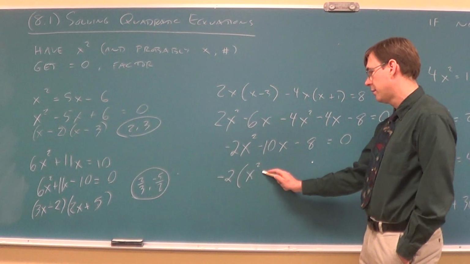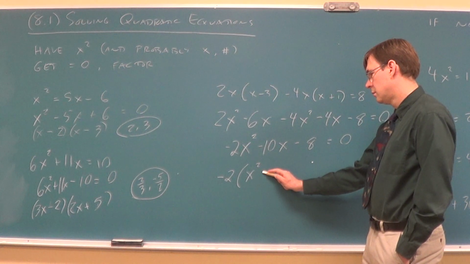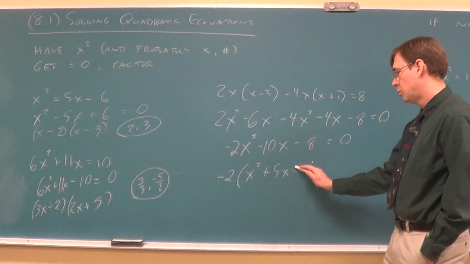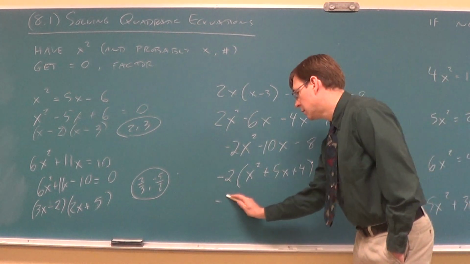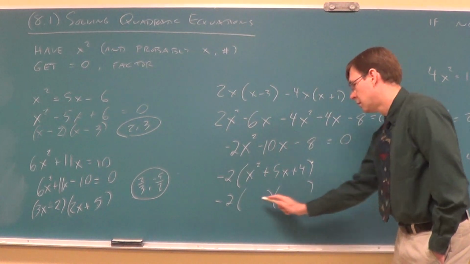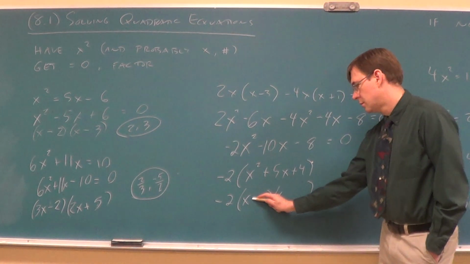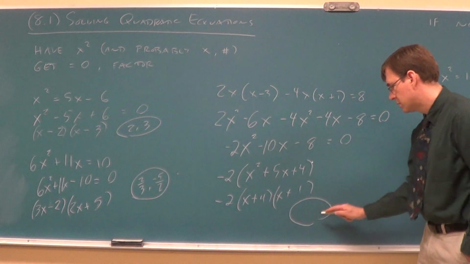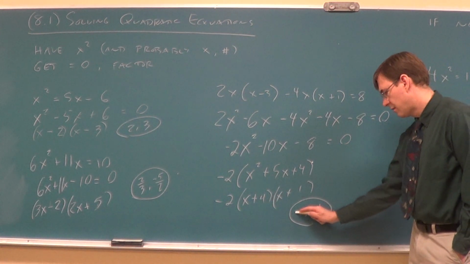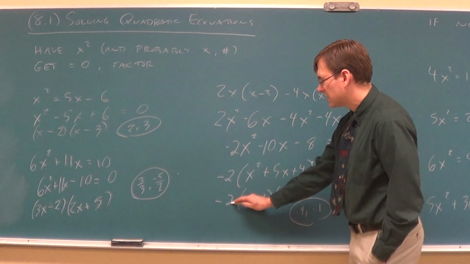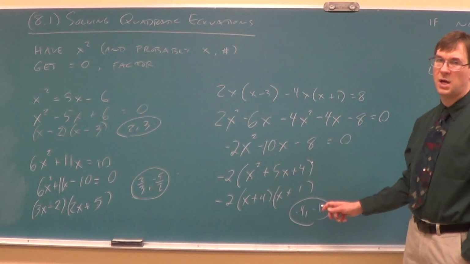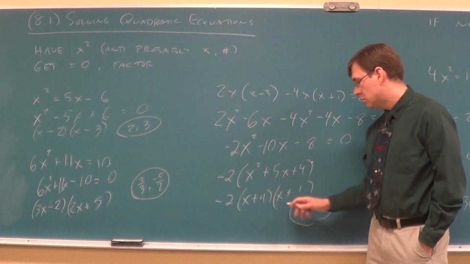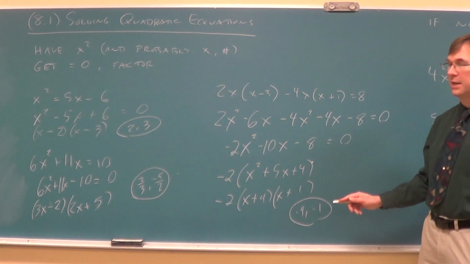So x squared plus 5x plus 4. Pluses: 4, 1. Answers: negative 4, negative 1. The fact that we took this out in terms of the answers does nothing. If we took an x out, that would do something: 0. But that didn't happen.